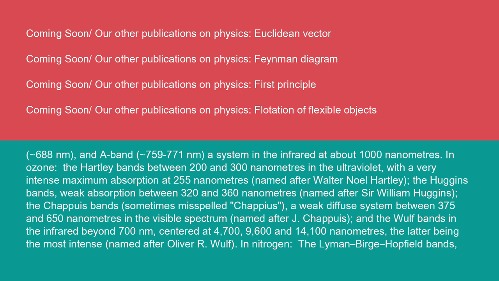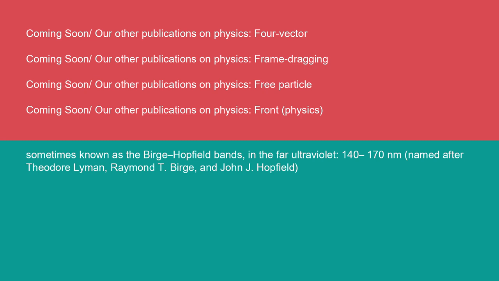In nitrogen, the Lyman-Birge-Hopfield bands, sometimes known as the Birge-Hopfield bands, in the far ultraviolet, 140 to 170 nanometers, named after Theodore Lyman, Raymond T. Birge, and John J. Hopfield.